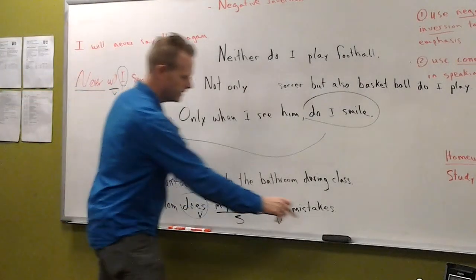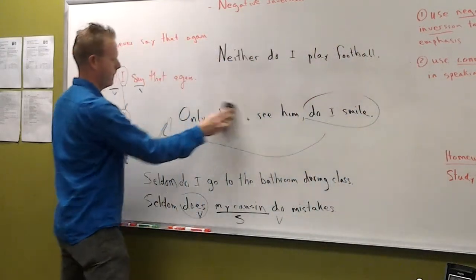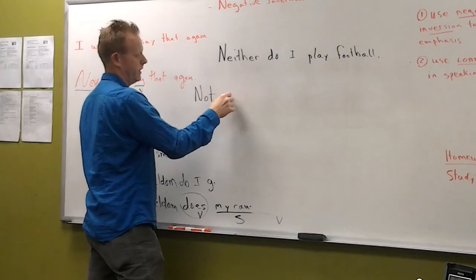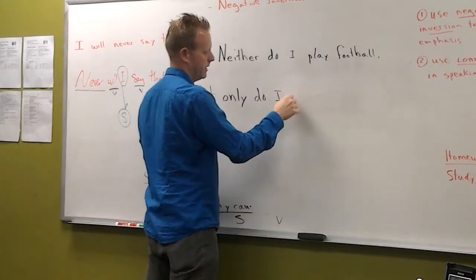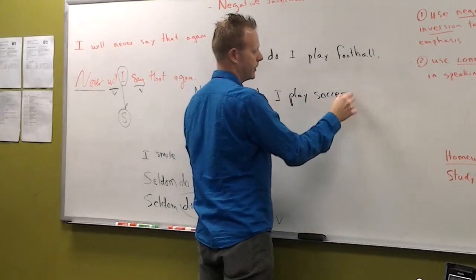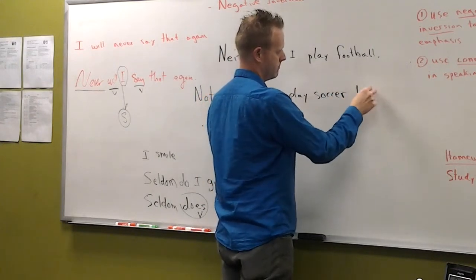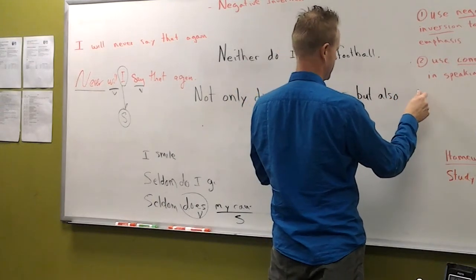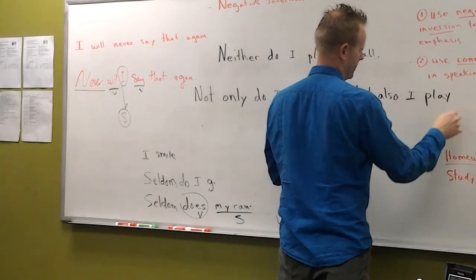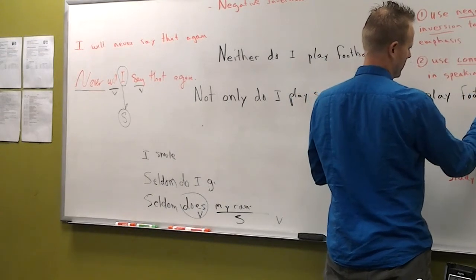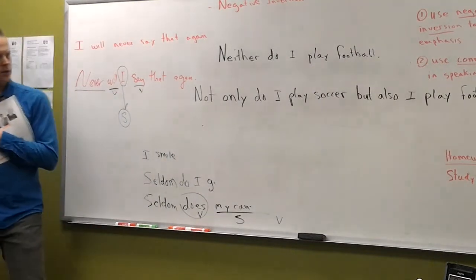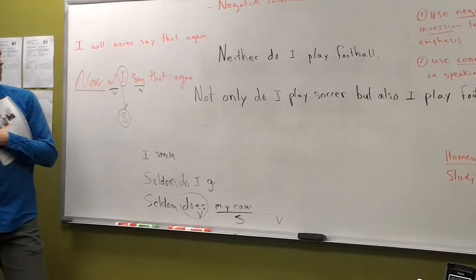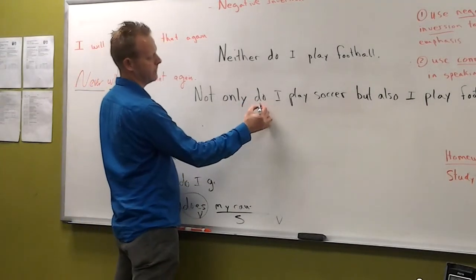Let's check it out. Let's try writing it up here. And see what we have done. Not only do I play soccer, but also I play football. Not only do I play soccer, but also I play football. So in this situation, and it's a long sentence, but it is parallel, and the negative inversion happened right here, didn't it?